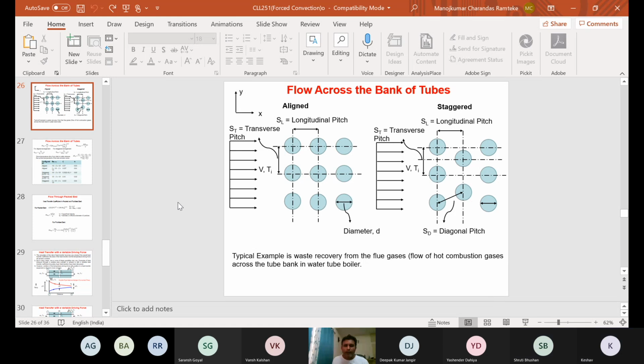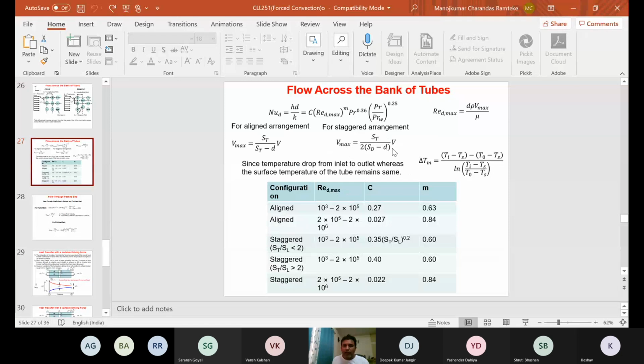Okay. So the next step is first we have to find out Vmax. Once we know the Vmax, then we have to find out the Reynolds number. And once we know the Reynolds number, based on the value of the Reynolds number and the value of ST by SL, we can find out the constants C and M. That is what we have to do. Once we get C and M, then we can use this equation and find out the Nusselt number. Okay, so I'm going to do the same thing based on the values given in this table. I'll just project the same file again.